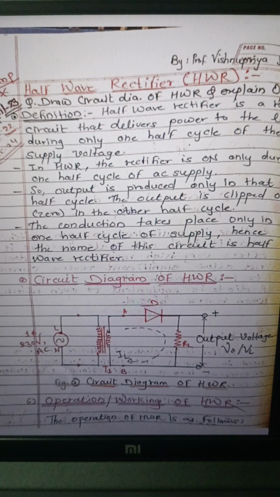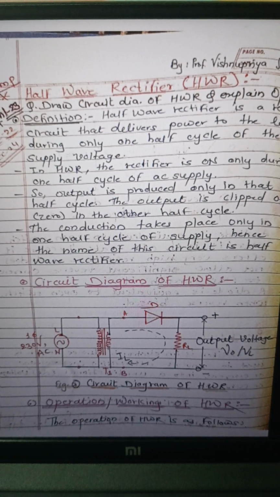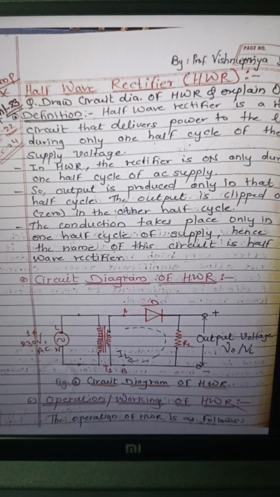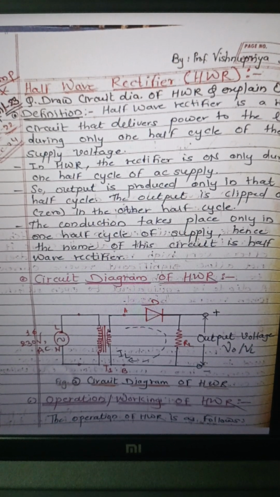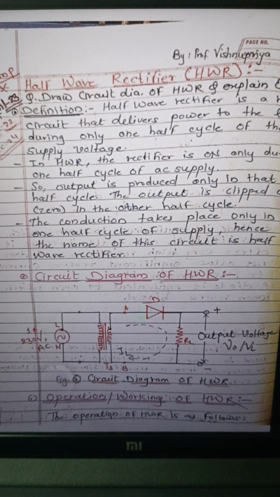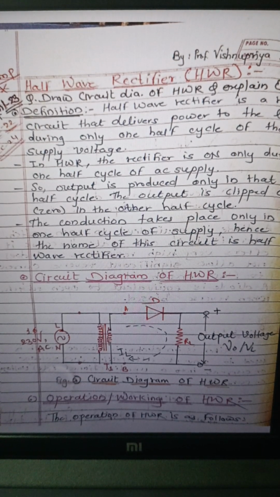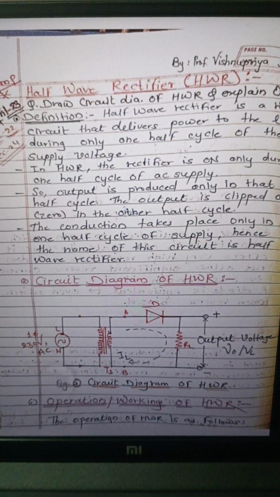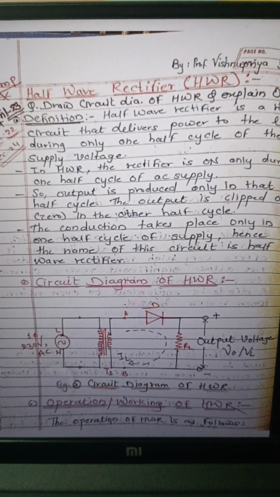As we know that rectifier converts AC into DC. AC means alternating one, that is variable, into DC means smooth constant. Okay, so AC has a positive half cycle as well as a negative half cycle. So half wave rectifier means it is the circuit that delivers power at the output side, or we can say power to the load side, during only one half cycle of AC supply voltage.